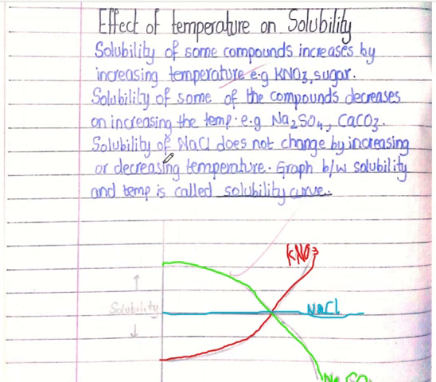Number one, the solubility of some compounds increases with the increase of temperature. For example, potassium nitrate, sugar, etc. There are also many other examples like sodium nitrate, KBr, ammonium chloride, etc. All these are examples of ionic compounds, and you have studied about ionic compounds in chapter number 4.